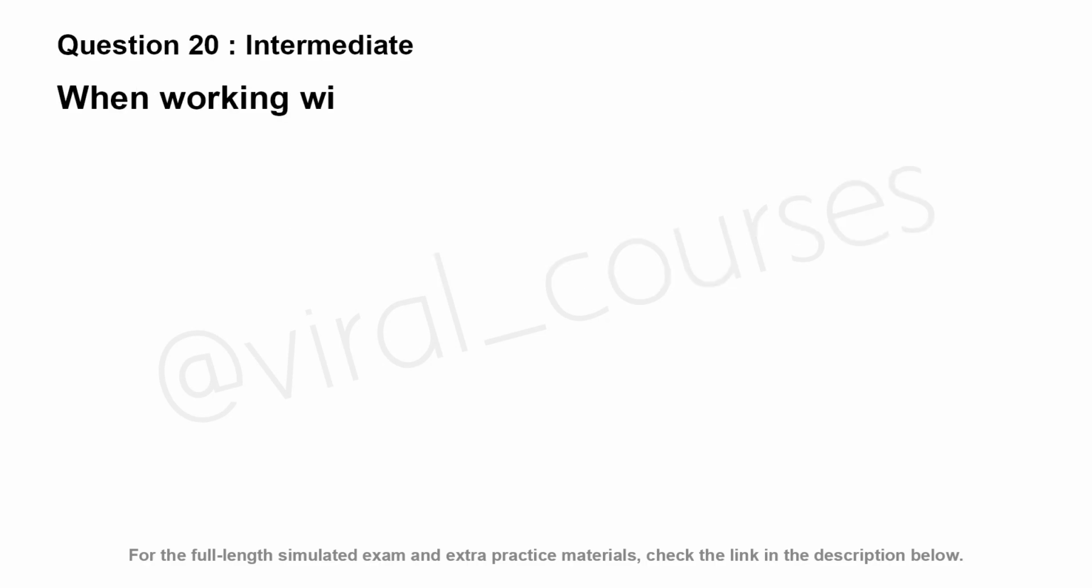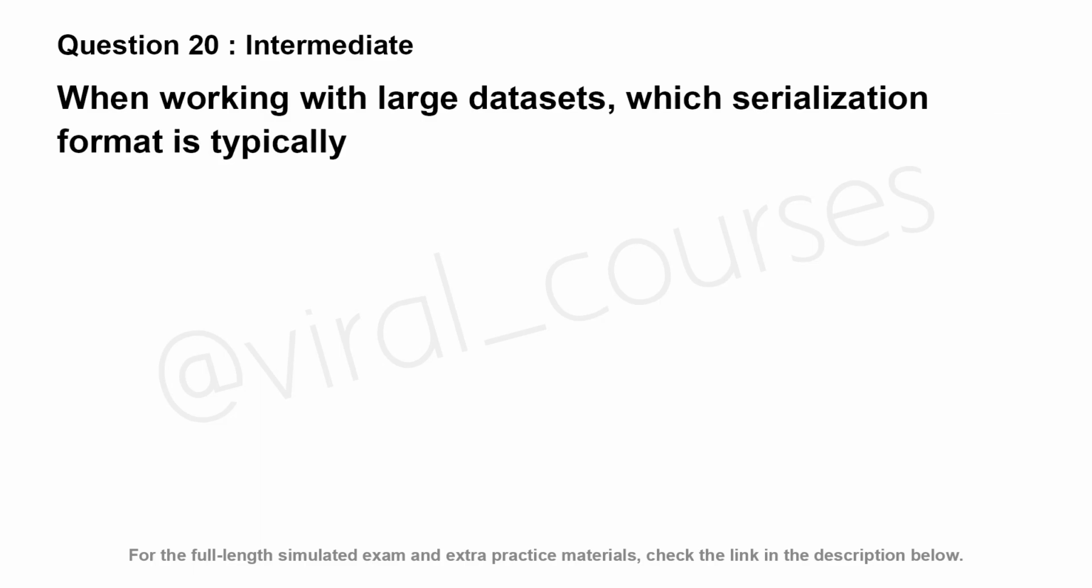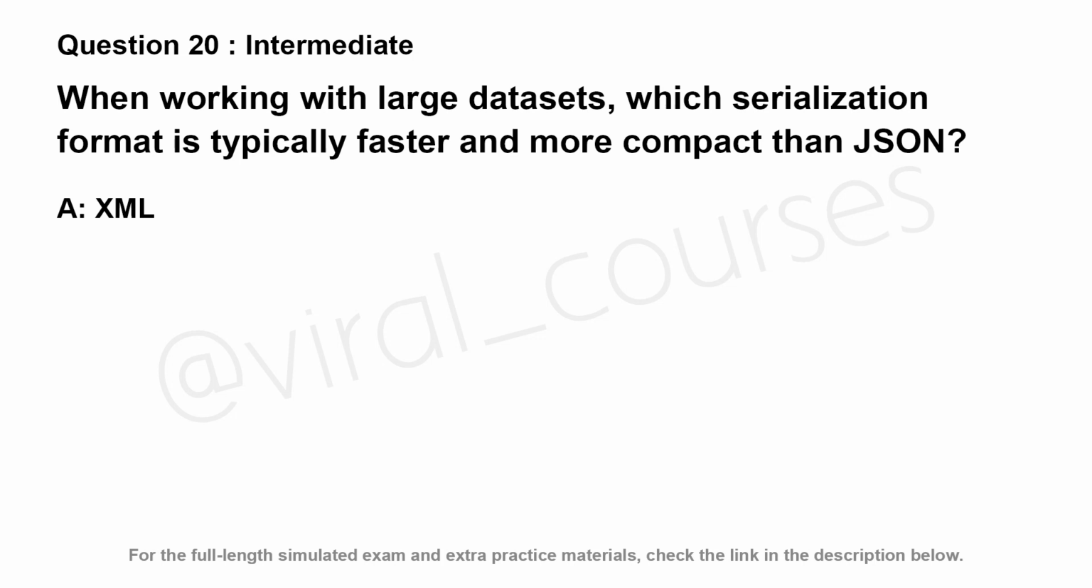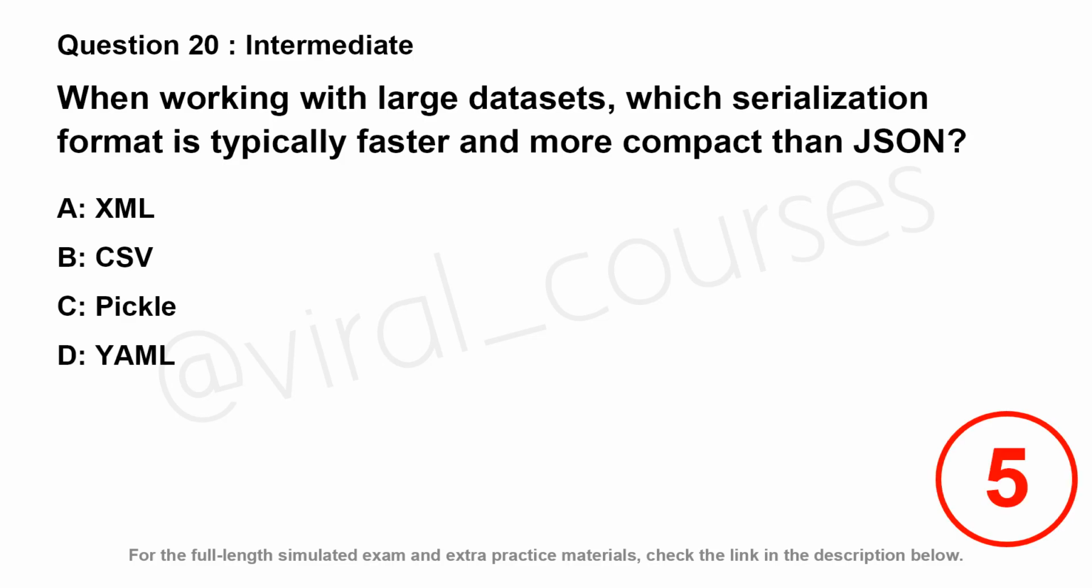When working with large datasets, which serialization format is typically faster and more compact than JSON? Option A, XML. Option B, CSV. Option C, Pickle. Option D, YAML.